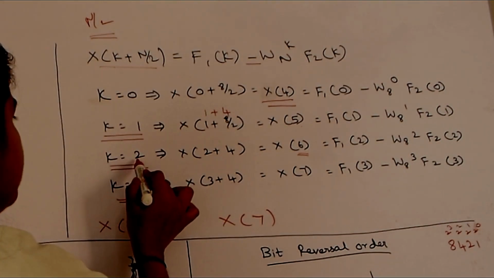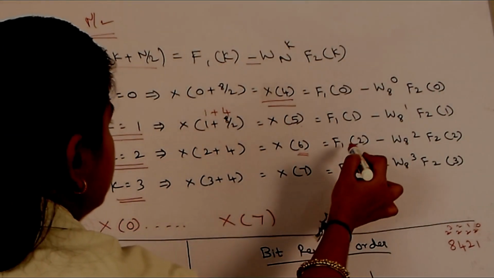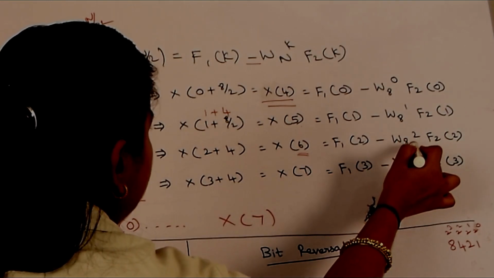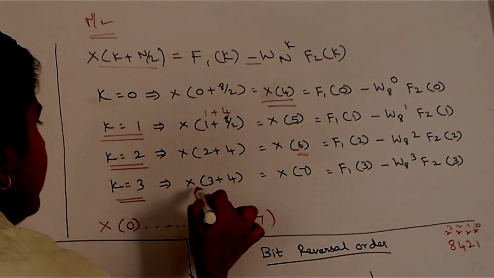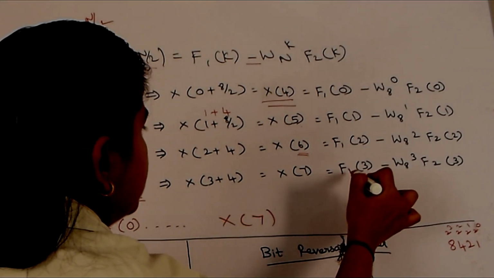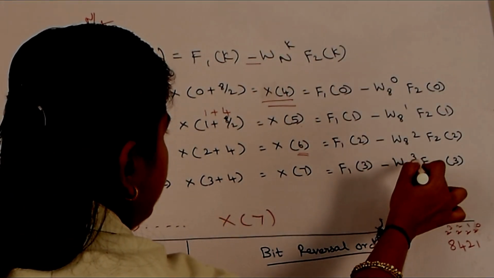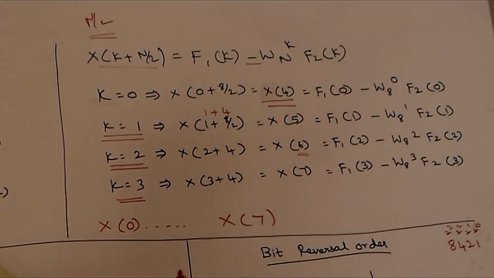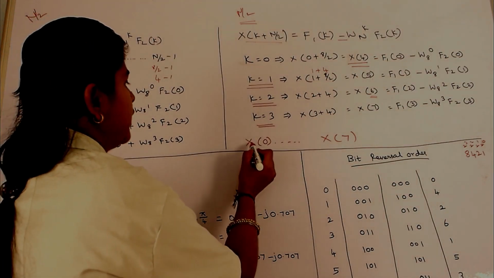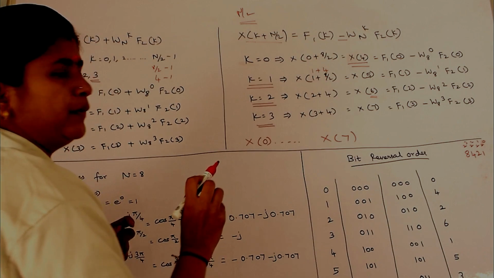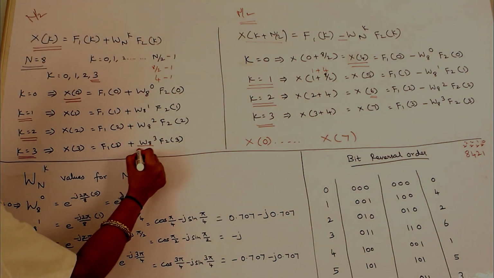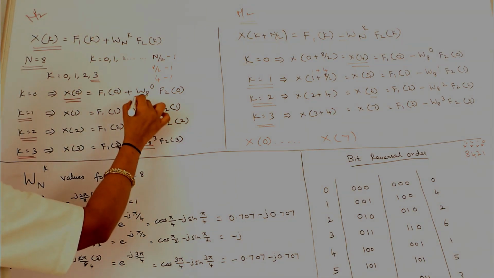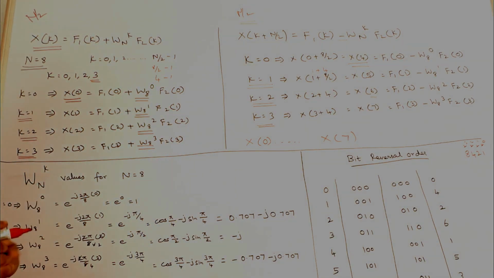When you substitute k is equal to 2, you will get x of 6, which is equal to f1 of 2 minus w8 power 2, f2 of 2. When you substitute k equal to 3, you will get x of 7, which is equal to f1 of 3 minus w8 power 3, f2 of 3. Now you have got all the sequence from x of 0 to x of 7. Now you are going to find out the value for your twiddle factor. Then only you can use it in your flow graph.